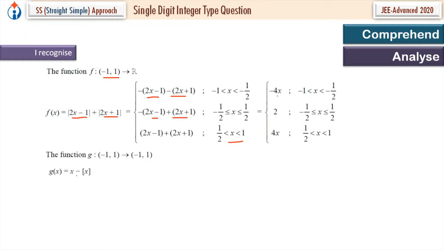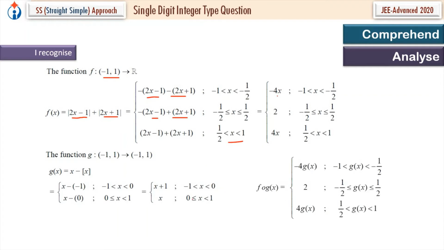The function g is x minus the greatest integer [x], which is actually the fractional part of x. So from -1 to 1, we simplify this. If x is from -1 to 0, greater than -1, less than 0, what is the value of bracket x? -1. And if x is from 0 to 1, what is the value of bracket x? 0. So we simplify this and we get g(x) equal to this. So I recognize f(x) is this, g(x) is this in the simpler version.